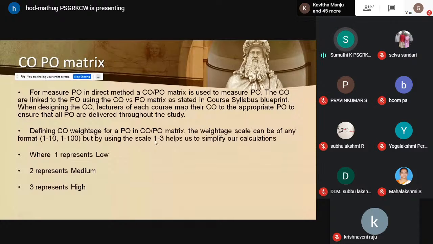So I will award 3 to the communication. That is PO3, communication skills. This will be given 3. For the remaining, I will give only 1 or 2. Then this PO/CO matrix is done in principle. Then you will know whether the paper is very strong or not.